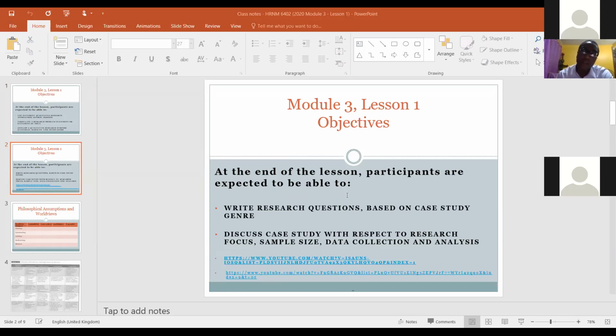So we're going to spend some time talking about case studies as a design, a qualitative research design, grounded theory, phenomenology, ethnography, and narrative. There is also generic research. I won't go too much into that, but just in a cursory way to talk about generic research. These are all research designs.